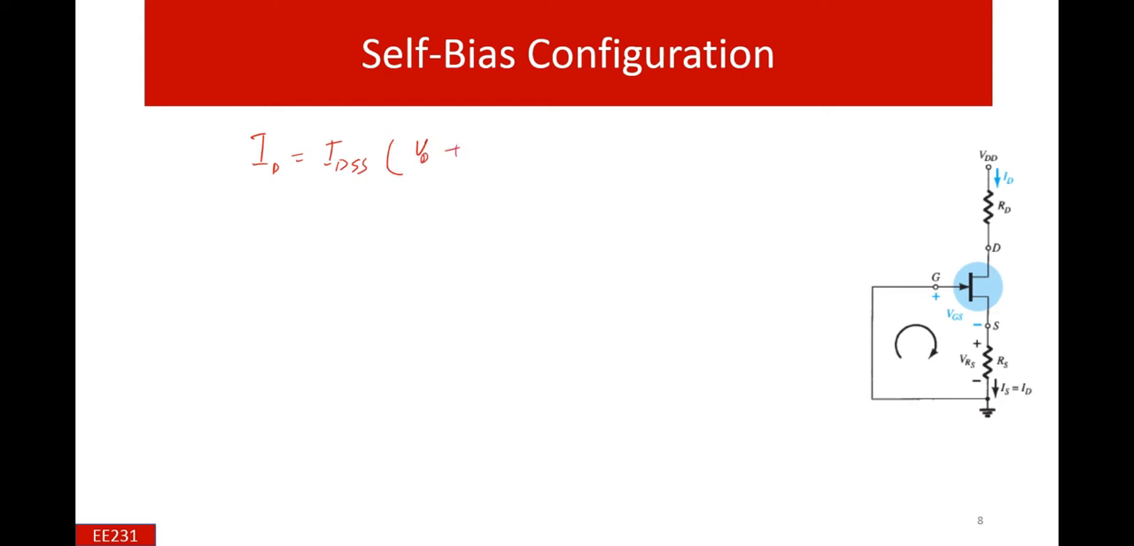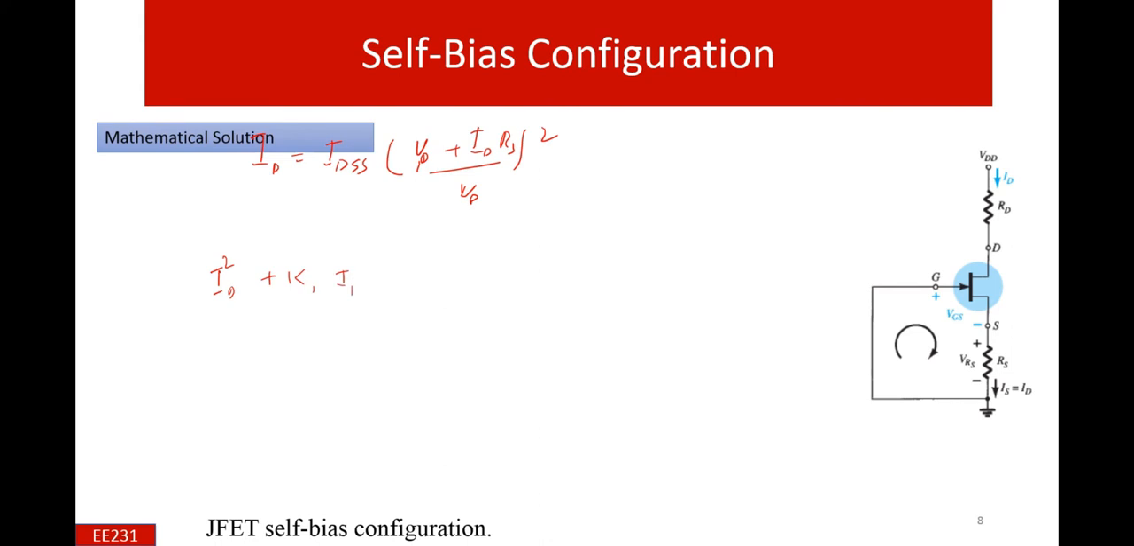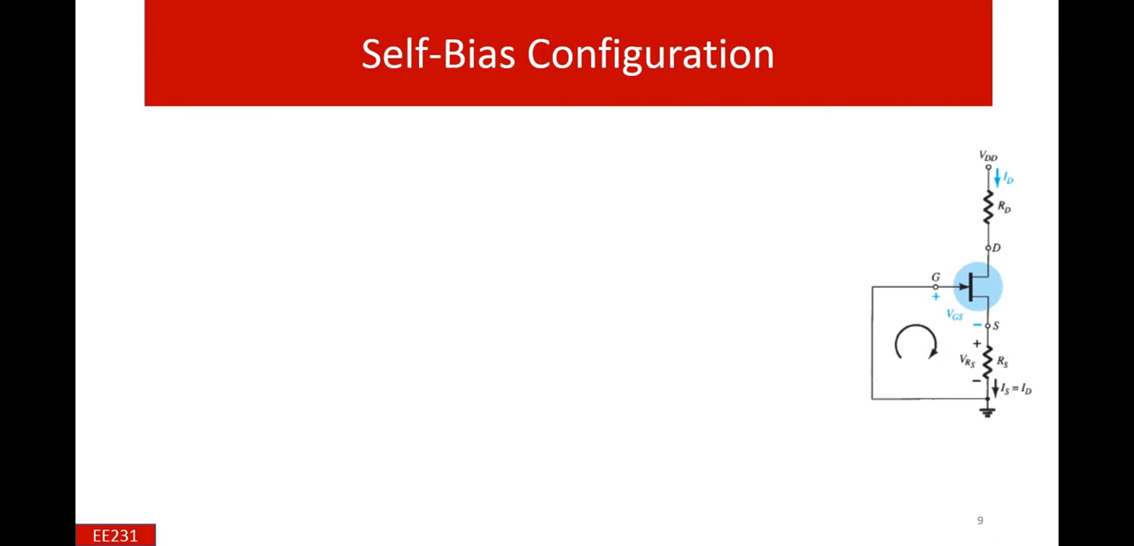If we simplify this relation, we get 1 plus ID RS over Vp, the whole square, and if we scale the terms and multiply both sides by Vp, after simplification we can say that there is an ID squared term plus some coefficients times ID plus a constant. This shows quadratic behavior, with K1 and K2 being the parameters here. So this is the quadratic behavior of the drain current.